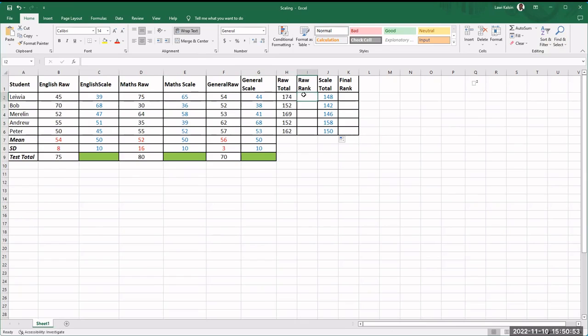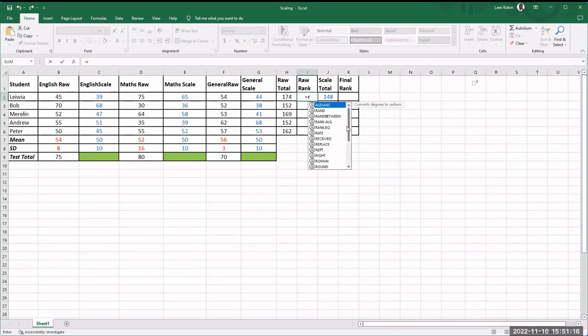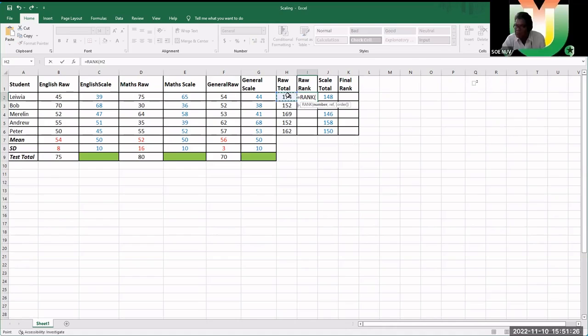But in some cases where there are so many children in one class, you might end up with 40 or 52, then it's quite hard to rank in this way, okay? So we need to put a formula for ranking in such cases, okay? So here, equal rank. So double click on rank, and then click on H2.